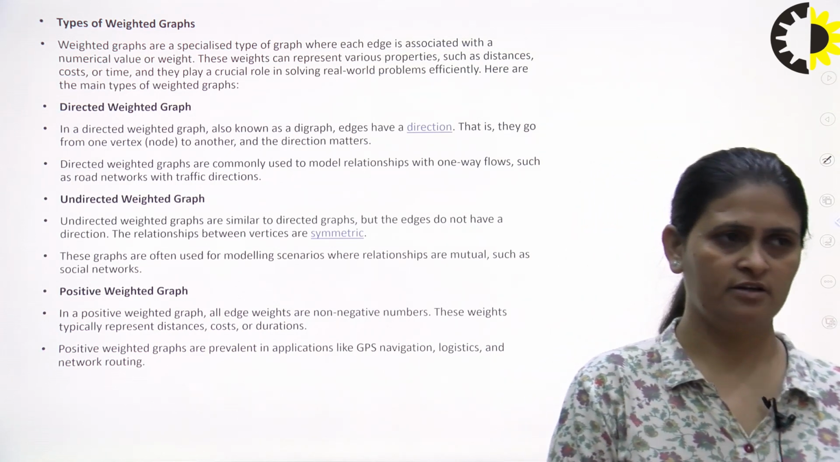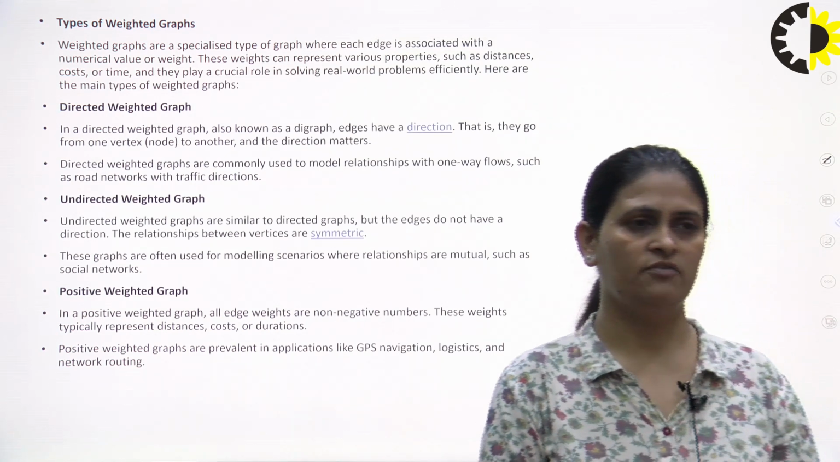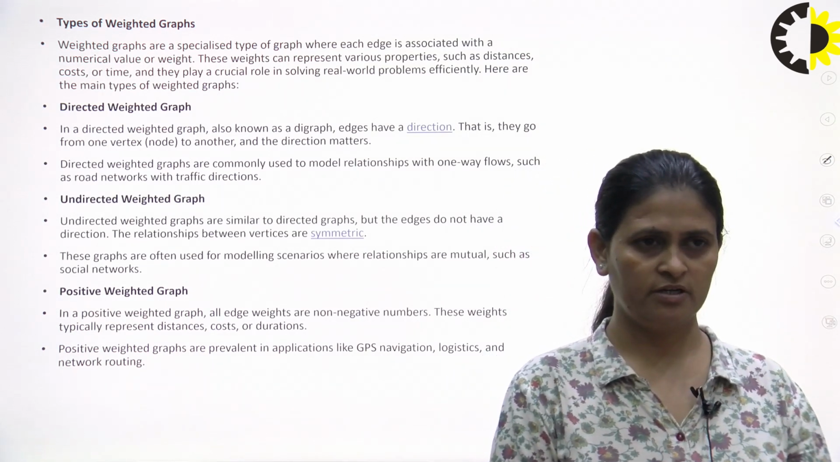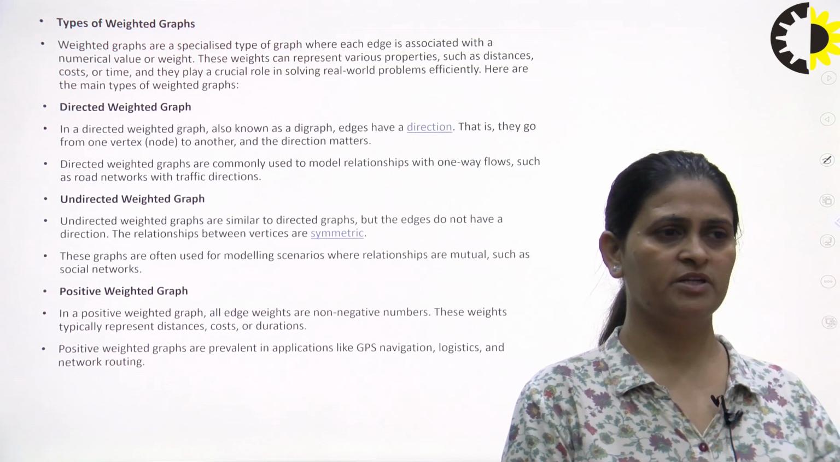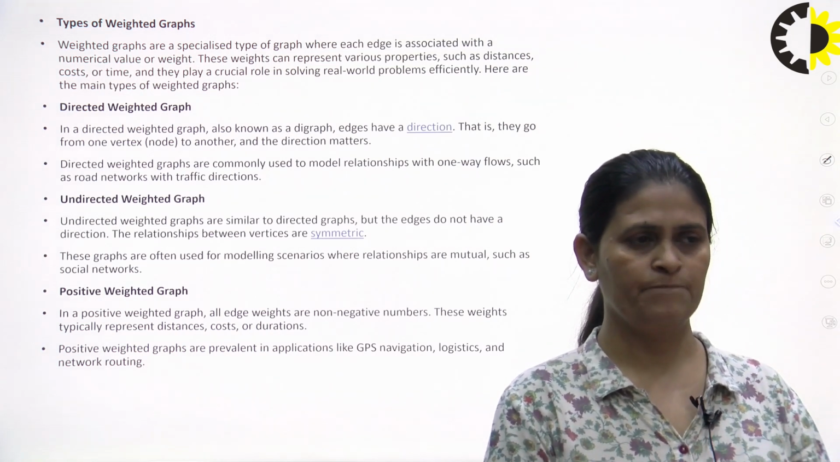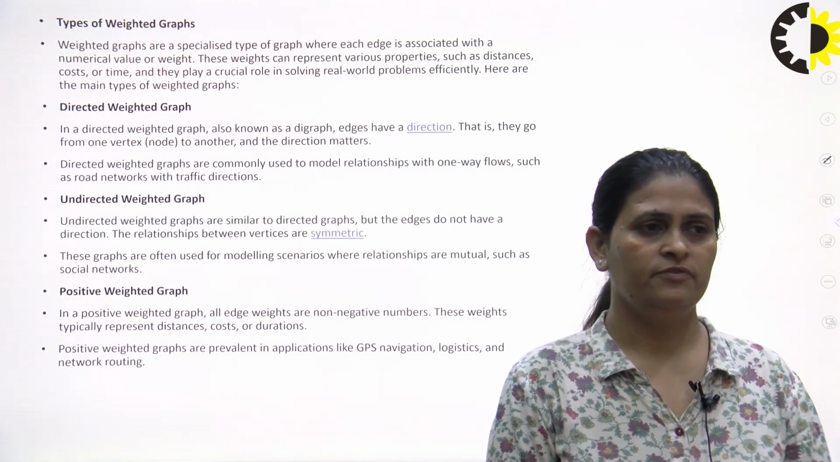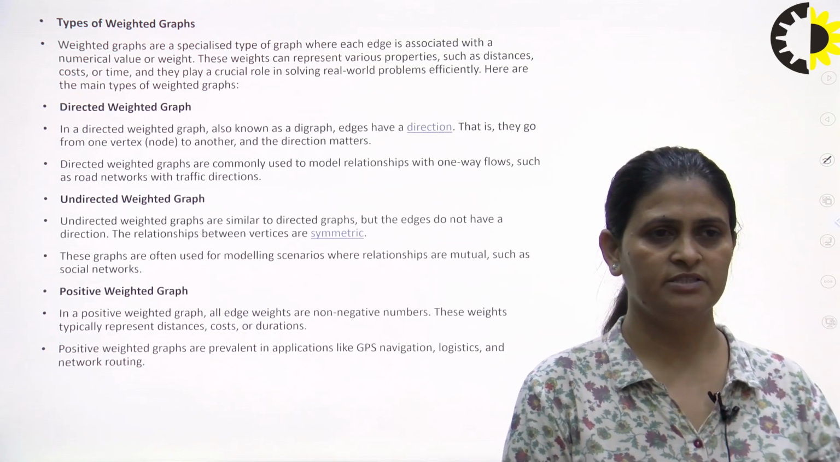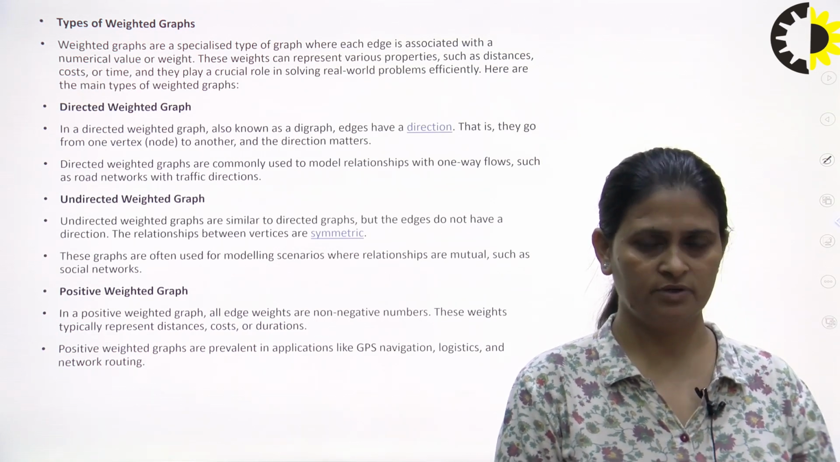Positive weighted graph. In a positive weighted graph, all edge weights are non-negative numbers. These weights typically represent distance, cost, or duration. Positive weighted graphs are prevalent in applications like GPS navigation, logistics, and network routing.